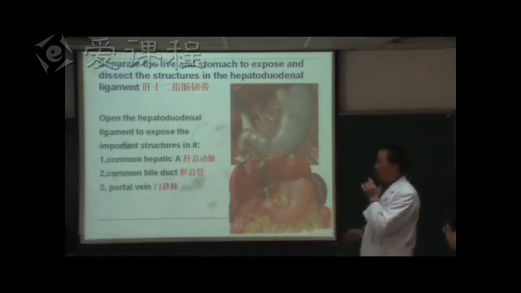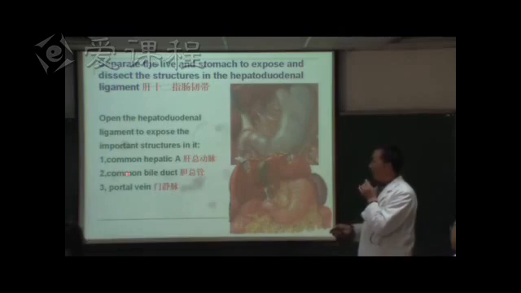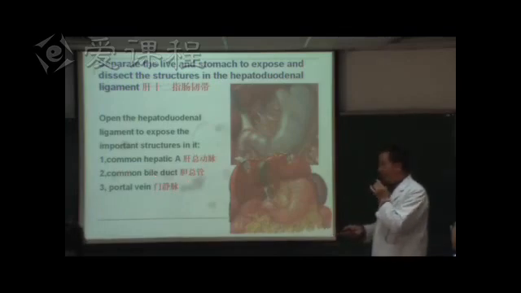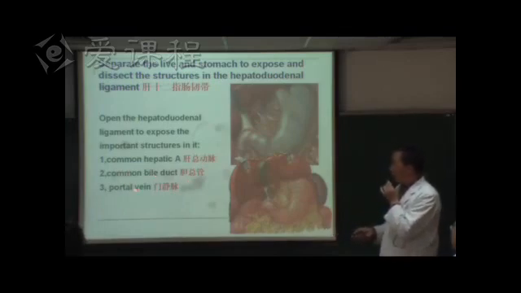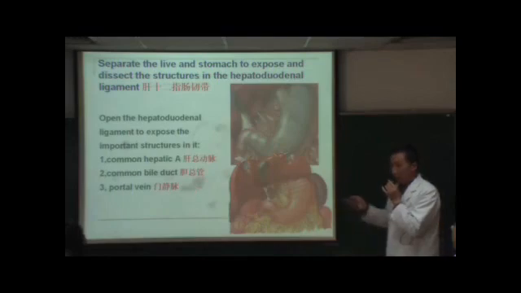Read the structures, please. Common hepatic artery. Common bile duct. Portal vein. Remember the position of the three structures.